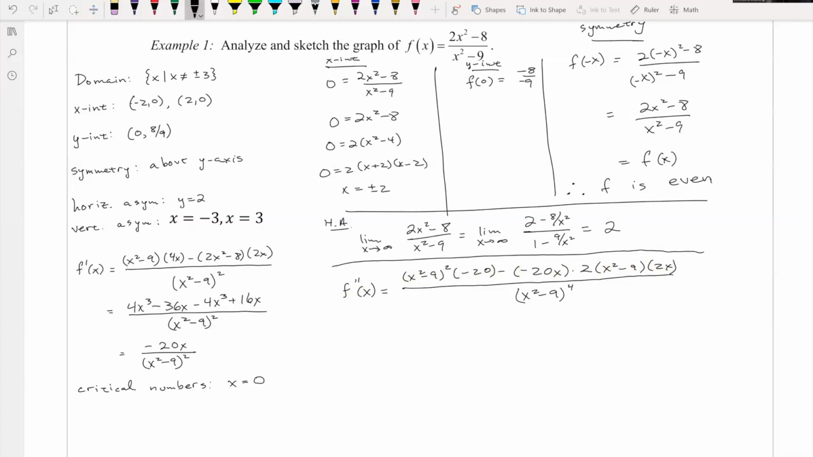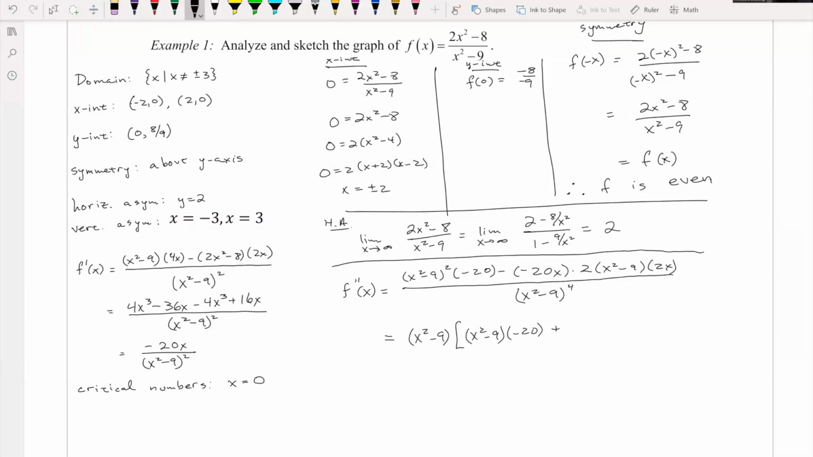Let's go ahead and simplify it down. I'm going to factor out an x squared minus 9 to the first power. And I'm going to get x squared minus 9 times negative 20. Here I'm going to get a positive. I guess I could have factored out a 20 also, huh? Oh well, I didn't do that.